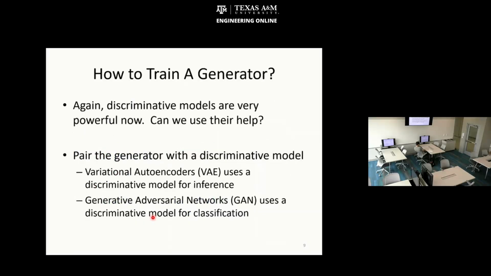The answer lies in the fact that we can utilize discriminant models again, right? VAE and GAN, I said earlier on, one is implicitly and one is explicitly modeling the distribution. Other than that, they both use the discriminant model for training the generator, but the difference lies in that VAE uses this discriminant model for inference, but GAN uses it for classification, adversarial to the generator training. So that is a major difference.